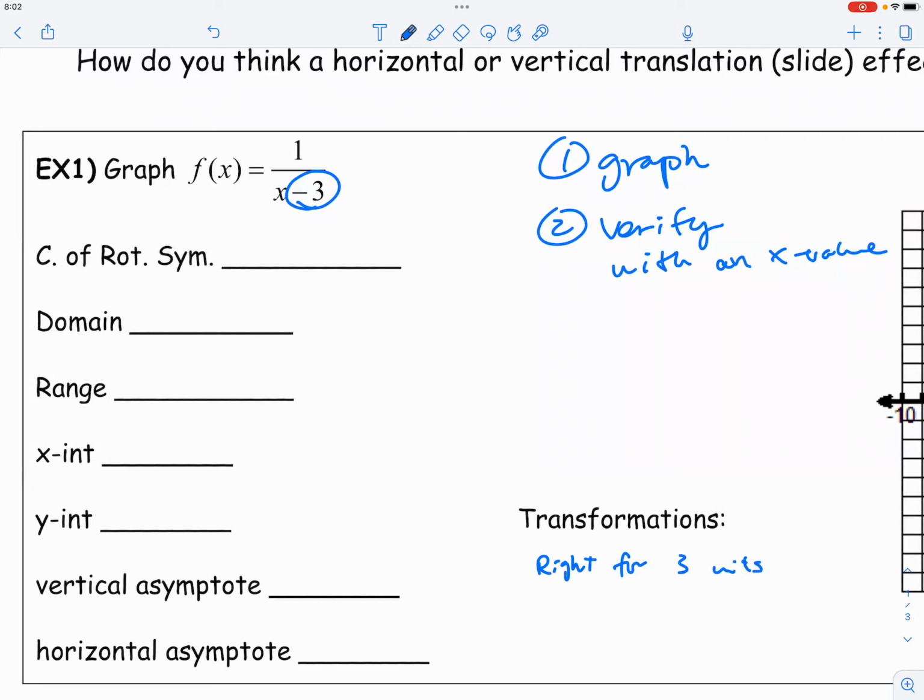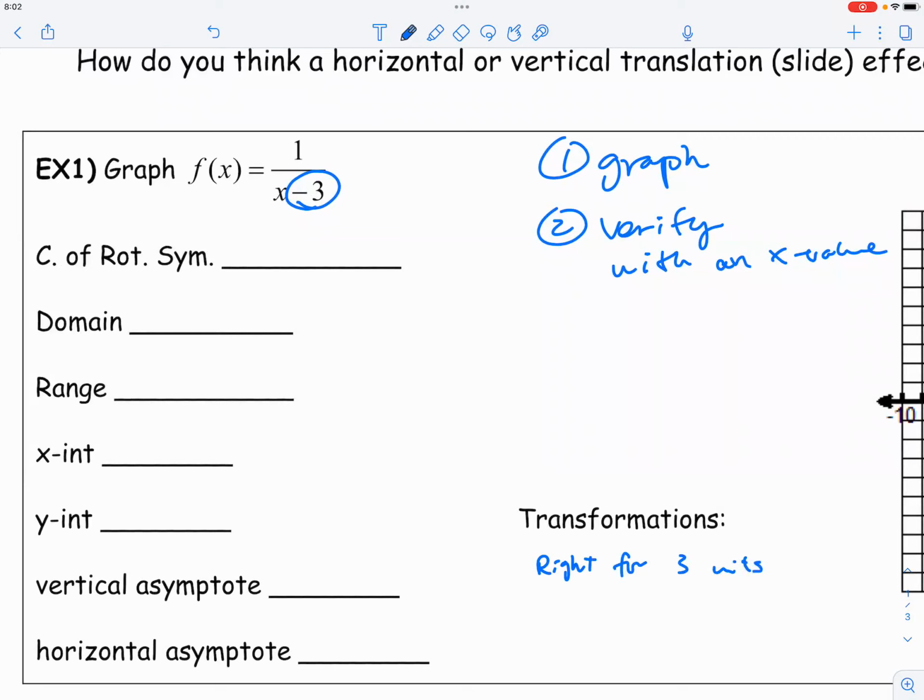Now, while we say shifting right for 3 units, let me go ahead and ask you the question that we have been asking last week or so. What would you say about the restrictions here? What x cannot be? 3. X cannot be 3, right? Well, and why is that? The fraction will become undefined, right? And that means our vertical asymptote must be 3.